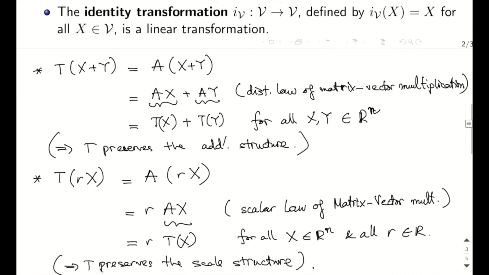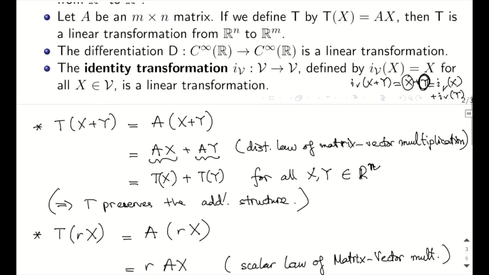The identity transformation from any vector space V into itself, defined as I_V of x equals x, which means that this identity transformation takes in vector x and spits out exactly the same thing. So it does nothing. Turns out it is a linear transformation. Why? Because if you plug in x plus y, you should get x plus y. But what is x? Well, x is I_V of x. And what is y? It is I_V of y. So it preserves the addition structure. And similarly, you can see easily that it preserves the scale. So this is trivially a linear transformation.